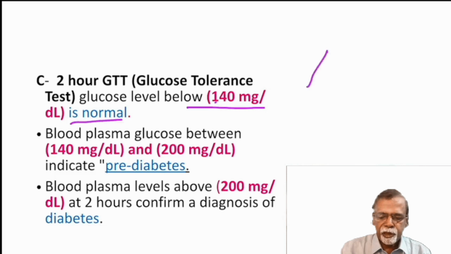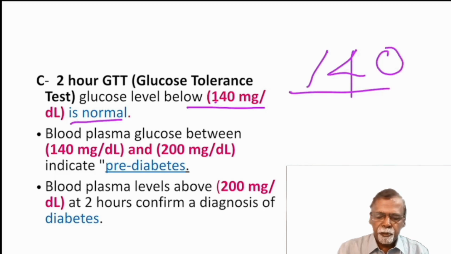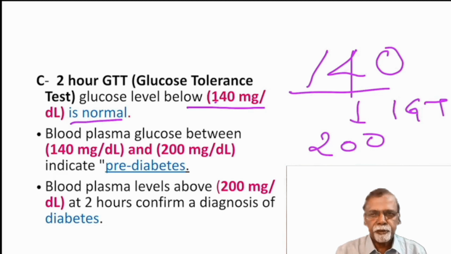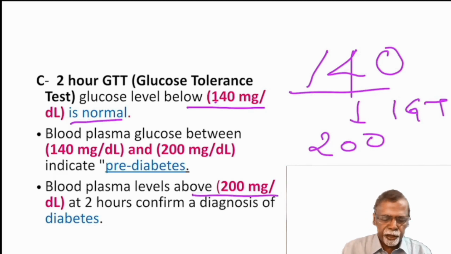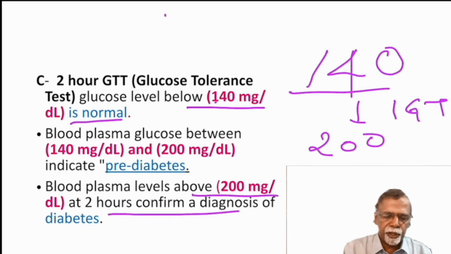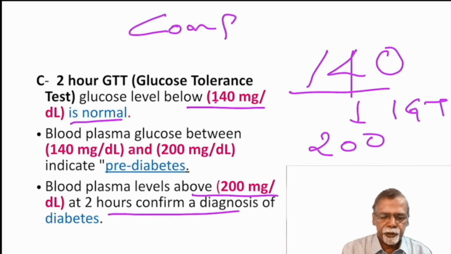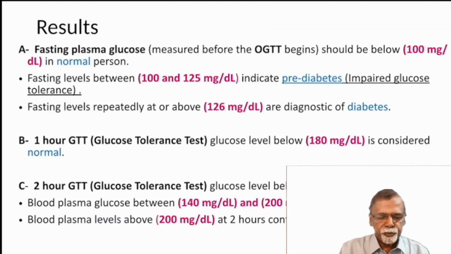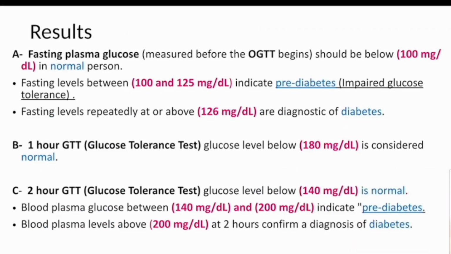I already mentioned, remember the value 140 in a normal person. Between 140 and 200, you call it impaired glucose tolerance. I explained this earlier. Blood sugar more than 200 milligrams at 2 hours confirms the diagnosis. So this can be used as a confirmatory or diagnostic test for diabetes mellitus. The result I will again explain once more.